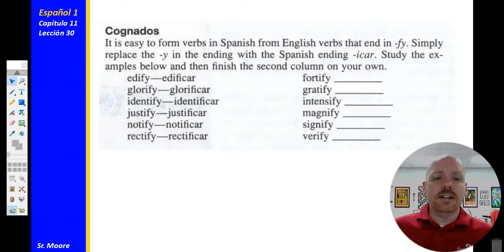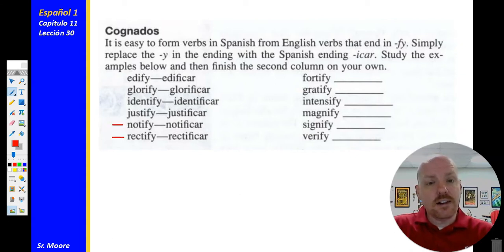We've been talking about cognates, English words that end in fy, that's verbs like edify, glorify, identify. That fy will change to ficar in Spanish. And it makes it a very easy translation for you to learn hundreds of new words that might end in fy in English. So words like justify would be justificar. Words like notify would be notificar. Rectify, rectificar. So what would magnify be in Spanish?